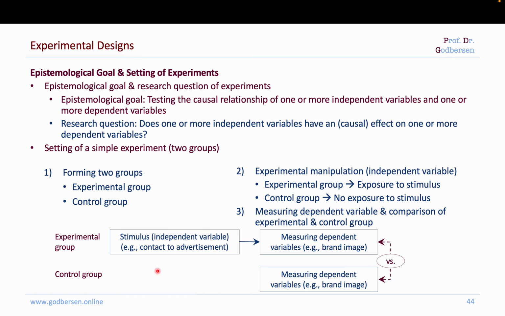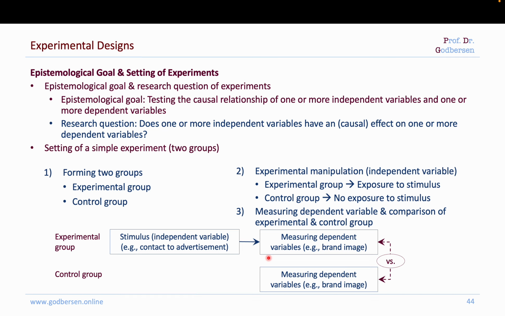At the bottom, as a figure, you have experimental group and control group. The experimental group gets a stimulus. For instance, you show an advertisement. And then in both groups, the experimental group, who has seen the advertisement, and the control group, which has not seen the advertisement, you measure, for instance, the brand image as a dependent variable, and then you compare these two. And if the brand image is better with the experimental group than with the control group, it's plausible to assume that your advertisement worked. So that is the simplest form of an experiment.